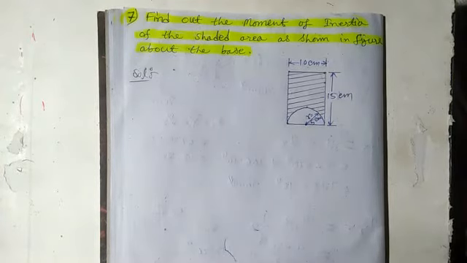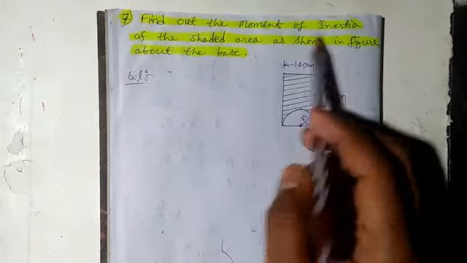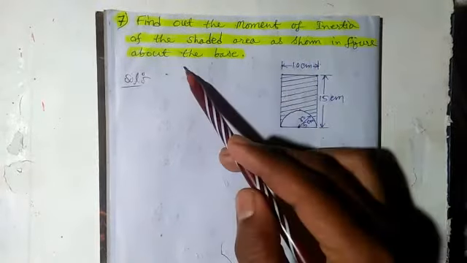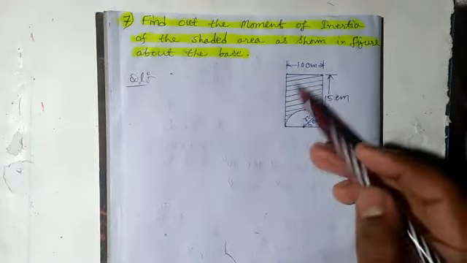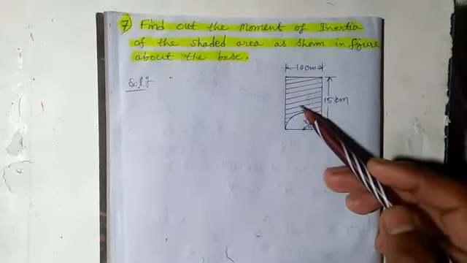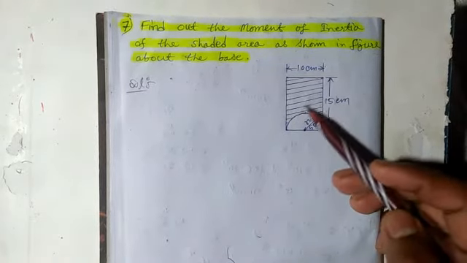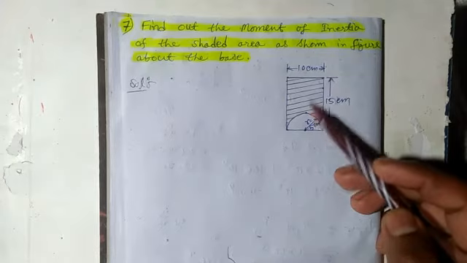Friend, in this video I will solve another problem on moment of inertia. Here I have a problem: find out the moment of inertia of the shaded area as shown in the figure about the base. This is a composite section. This is the figure. We shall determine the moment of inertia of this shaded area. So how can we solve this problem?